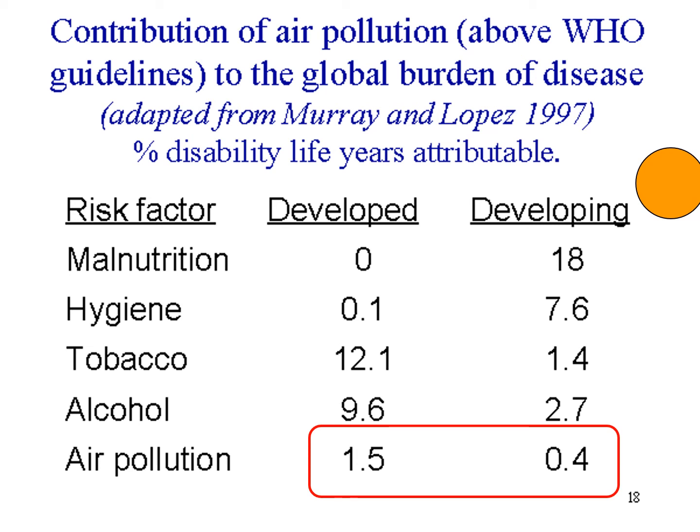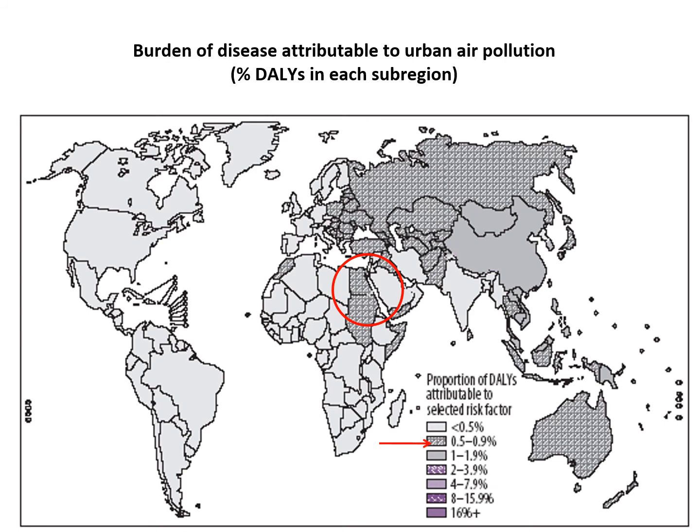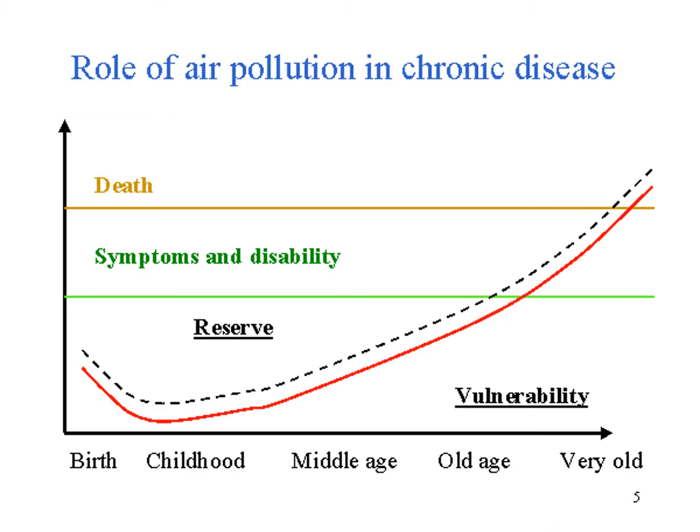Contribution of air pollution to the global burden of disease. In developed and developing countries, as you see, in developing countries it is more. It is contributed to by malnutrition, hygiene, tobacco, alcohol, and air pollution. Burden of disease attributable to urban air pollution. Again, look where Egypt is, very risky. Role of air pollution in chronic disease: it aggravates chronic disease.